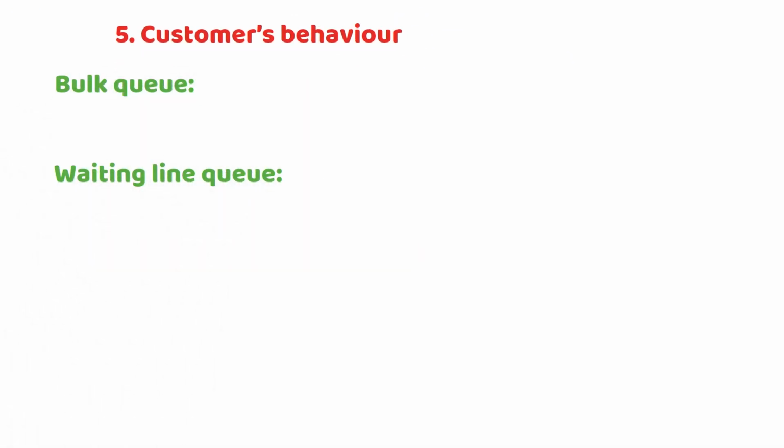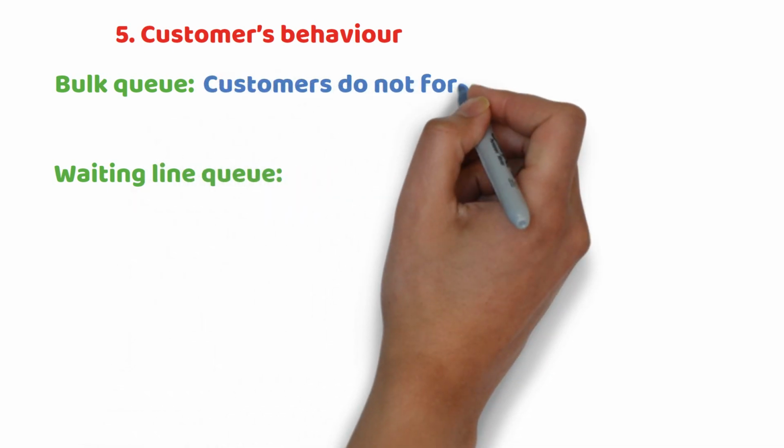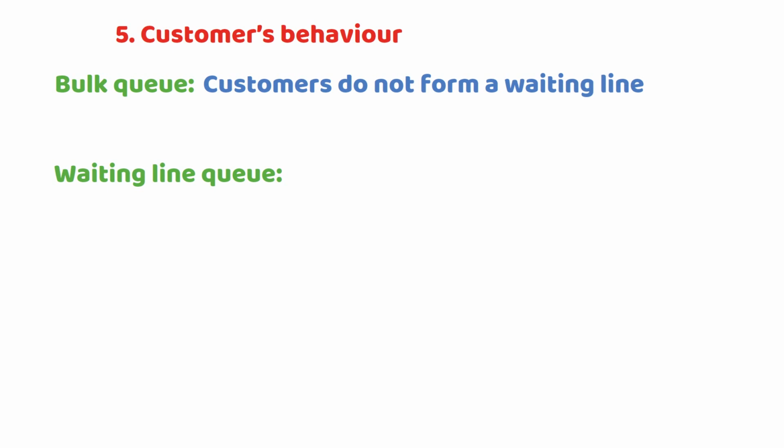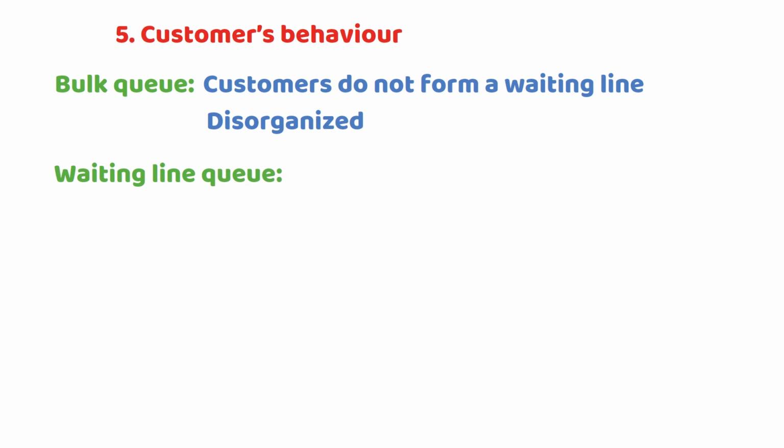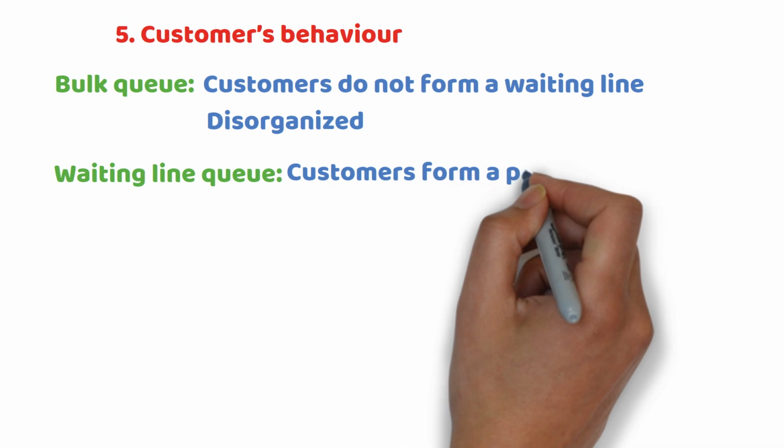The bulk queue is a queuing system where the customers do not form a waiting line. The system requires minimal space, but the order of the queuing discipline is unclear or random. Bulk queues tend to be disorganized. A waiting line queue is a queuing system where the customers form a proper waiting line.